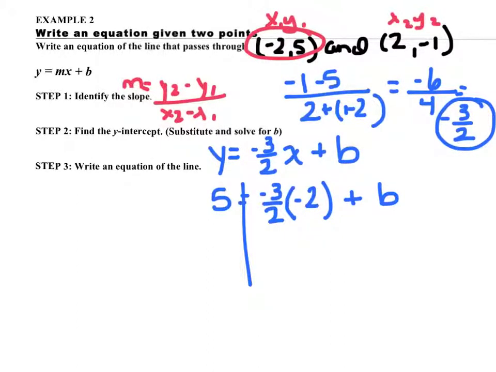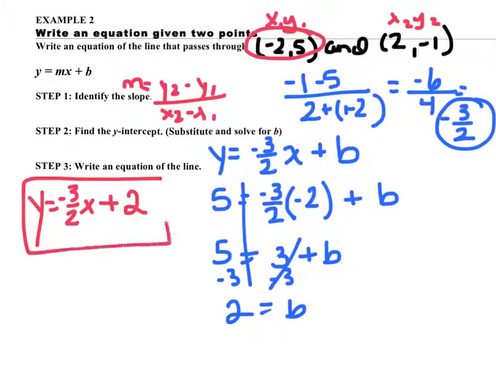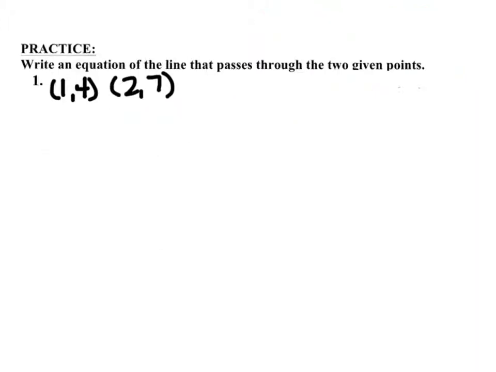All right, so now let's solve. Negative 3 all over 2 times negative 2 is going to give us a positive 3, plus b is equal to 5. So let's subtract out our 3, and b is going to be equal to 2. So our y-intercept now we know is 2. So we're just going to go back and plug it into our equation. Y is equal to, our slope was negative 3 all over 2, x, plus 2 for my y-intercept, and that's all we're going to do. All right, let's go ahead and do it one more time.